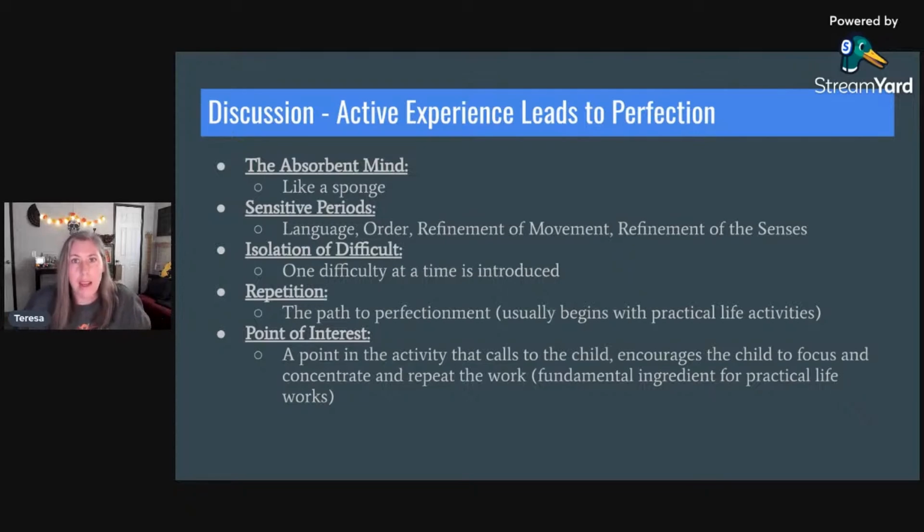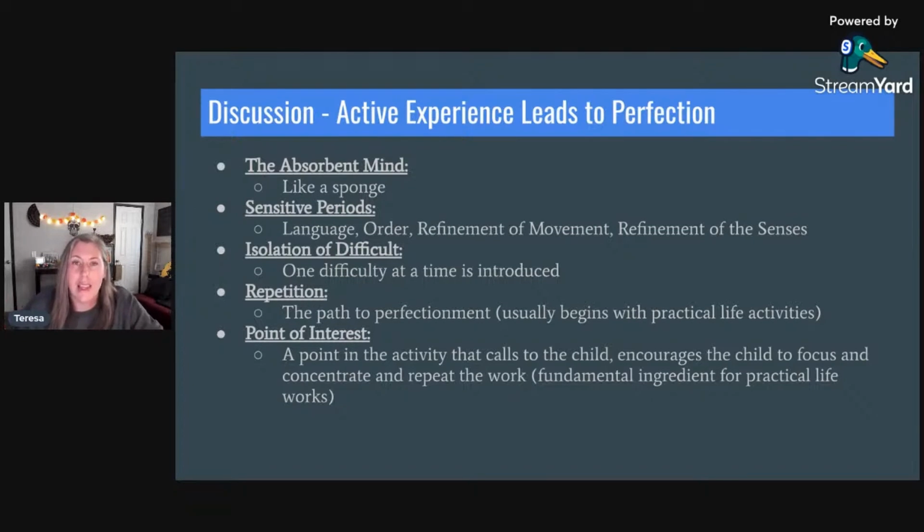And she says that's what the mind is like for these young children in that 0 to 6 age group. They have an absorbent mind. It comes to them easily. They absorb everything around them, but like a sponge, they can't discriminate. So we have to remember that the child is going to absorb everything around them, whether it's negative or positive. It's going to be made part of their world. So when we're talking about active experience, we need to remember that it affects a child on a profound level in a way that it's not going to affect an adult.